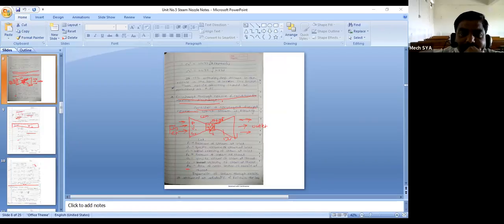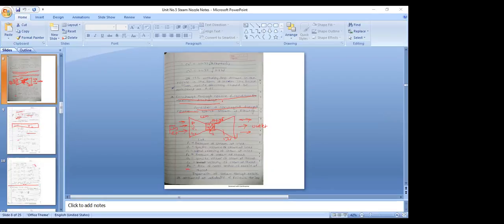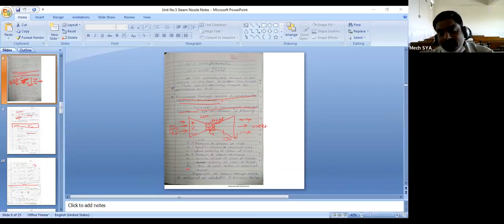Okay, so critical pressure means what? What is called critical pressure or critical pressure ratio? Anybody? Okay, then Asmita, you can explain critical pressure. It is the pressure ratio which gives maximum flow rate through the nozzle, maximum mass flow rate through the nozzle. That is called the critical pressure ratio.